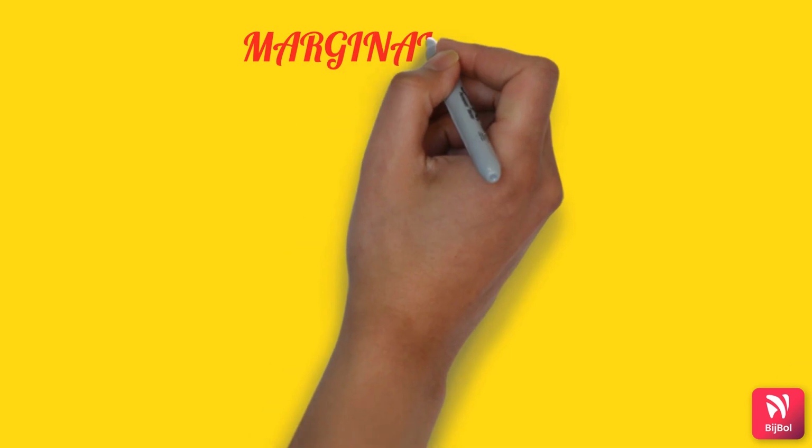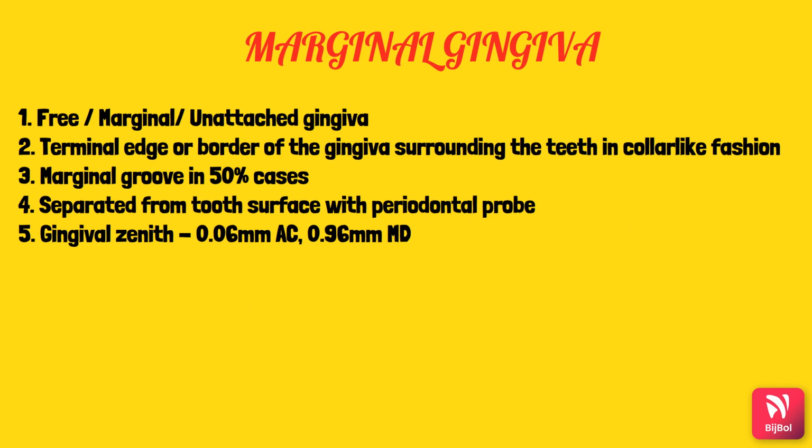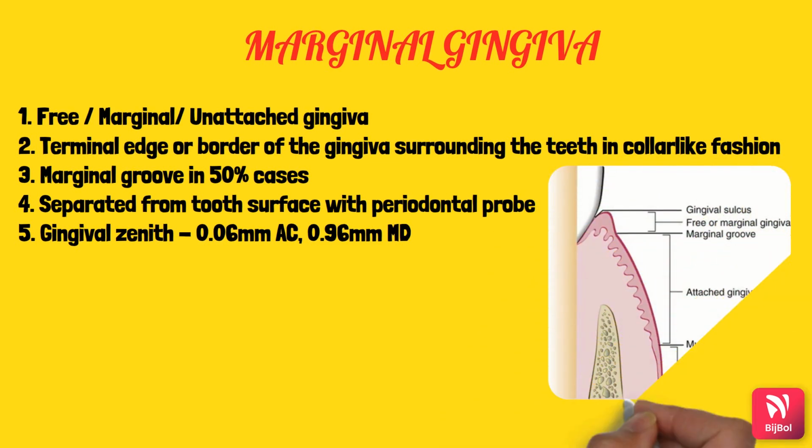So getting into the marginal gingiva, it is also called free or unattached gingiva. Why is it called so? Because it isn't attached to anything. On the other hand, the attached gingiva is attached firmly to the periosteum of the alveolar bone, but the marginal gingiva is free. So when you pass a periodontal probe into the gingival sulcus, you can easily separate the marginal gingiva from the tooth surface. It is called marginal gingiva as it is forming the terminal edge or the border of the gingiva.